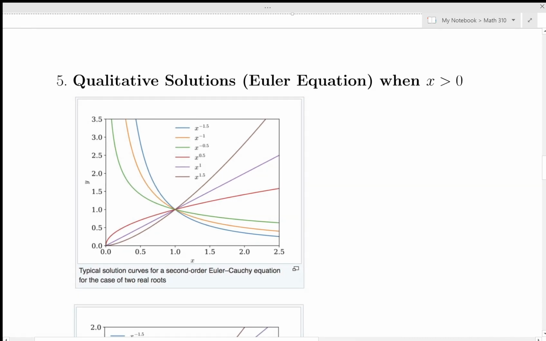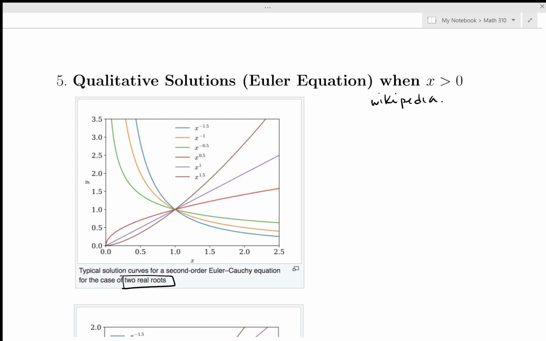There is a typical series of solutions for when x is greater than 0. This first graph that we're looking at is, well, they're all going to be x greater than 0, and this is the case of two real roots. So that's the first one that we solved. This comes from Wikipedia, so you can have a look in there for more information. They did a nice job of illustrating this.